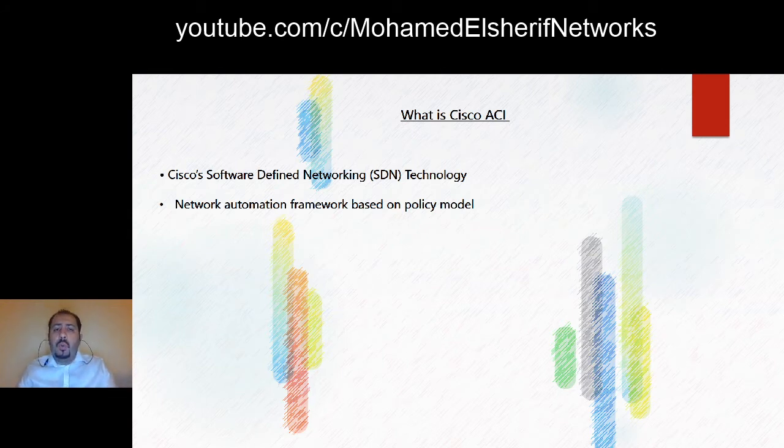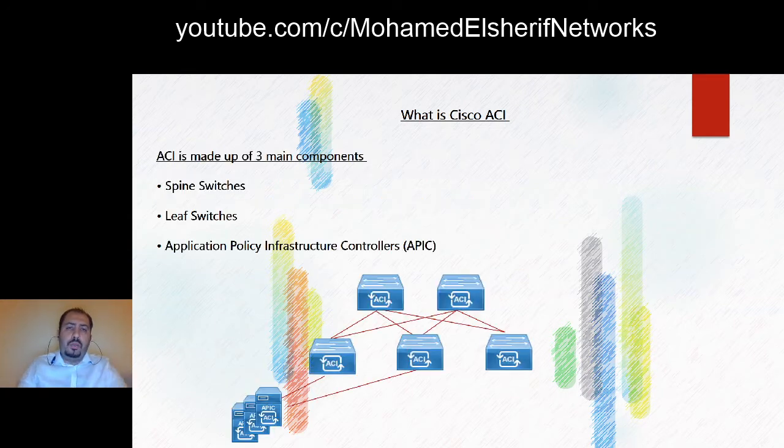Cisco ACI works differently. Cisco ACI works based on policy. You have to define the policy first before you do your configuration. You define the policy and you push it to your entire data center. And how is that done? In order to understand how this policy model works, we have to go to the next slide and see what the main components of Cisco ACI are. Cisco ACI comprises three main components: the APIC, the leaf, and the spine.